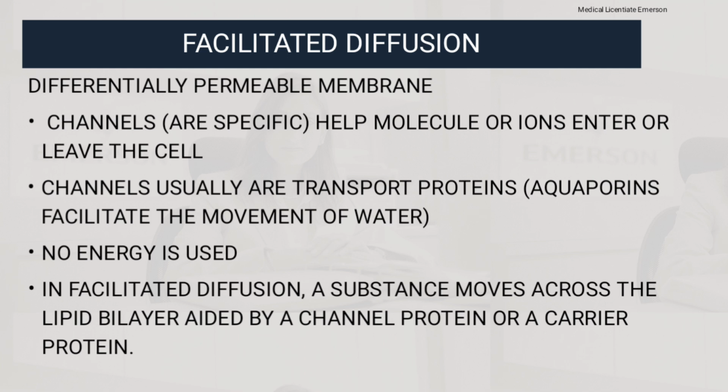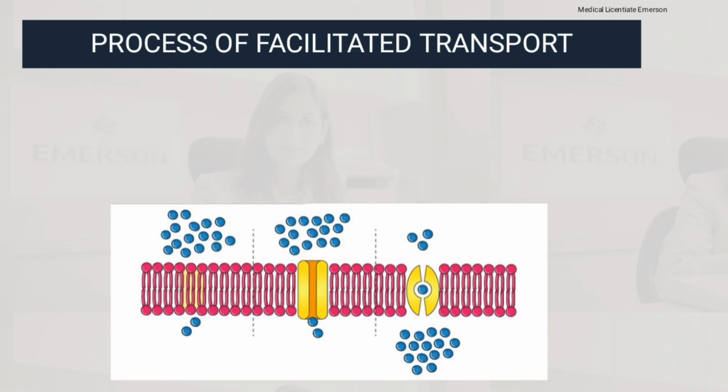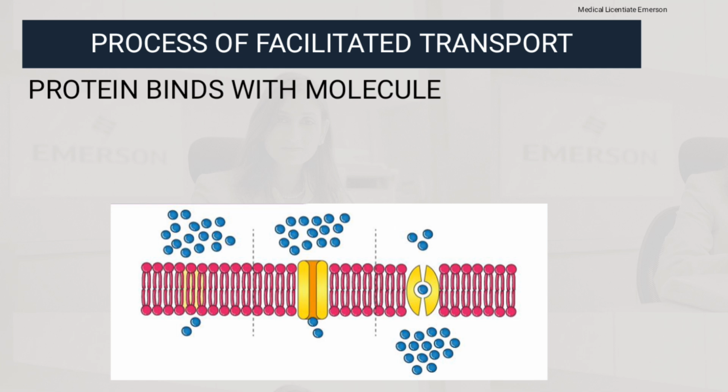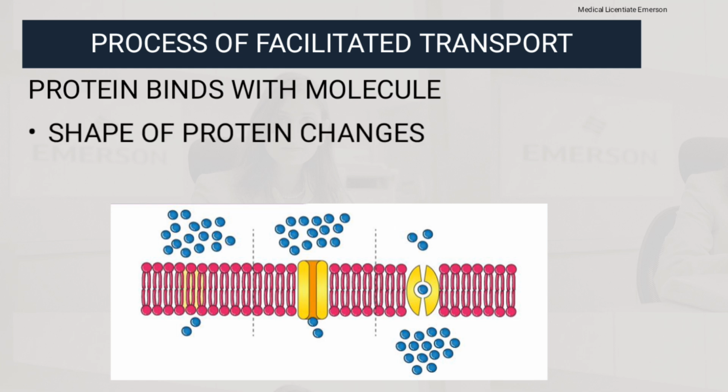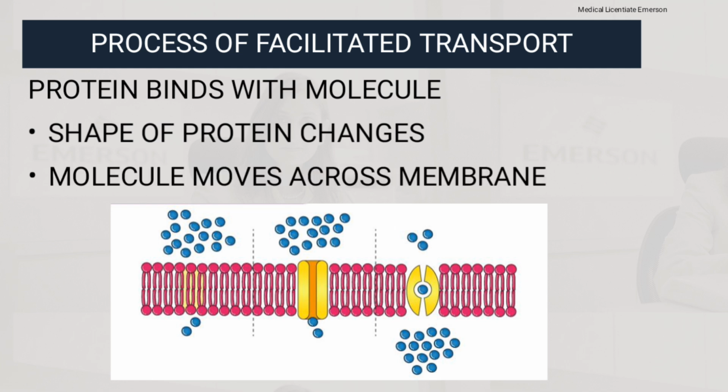In facilitated diffusion, a substance moves across the lipid bilayer aided by a channel protein or a carrier protein. In the process of facilitated diffusion, the protein binds with the molecule, the shape of the protein changes, and the molecule moves across the cell membrane.